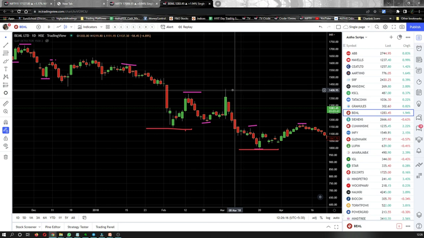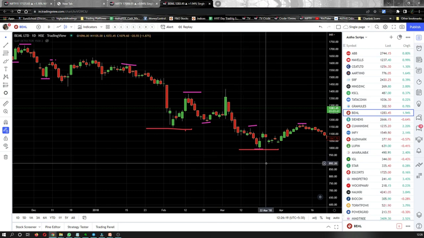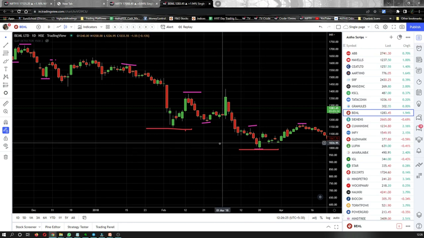Okay, so that is the approach that you can take, right? So I hope that is clear on how to take the entry, where to take the entry, what should be your exit, and where should you put your stop loss.